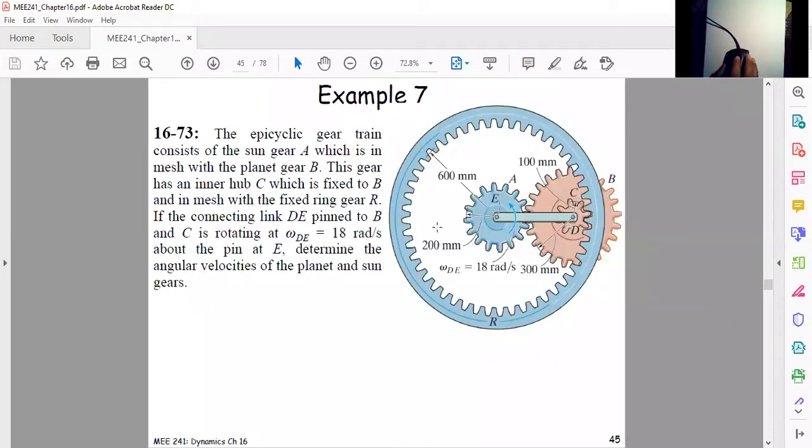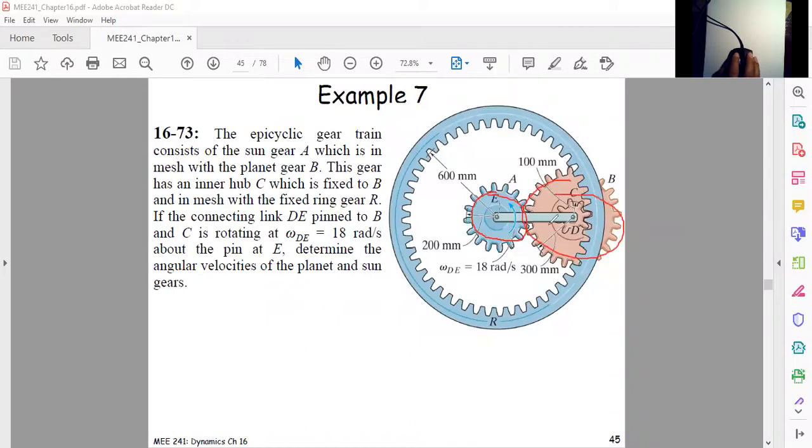Okay, so this is called a planetary gearbox. The reason why it's called a planetary is because it looks like the planetary system, where we have a sun. This component here is called the sun, and this guy is called the planet.